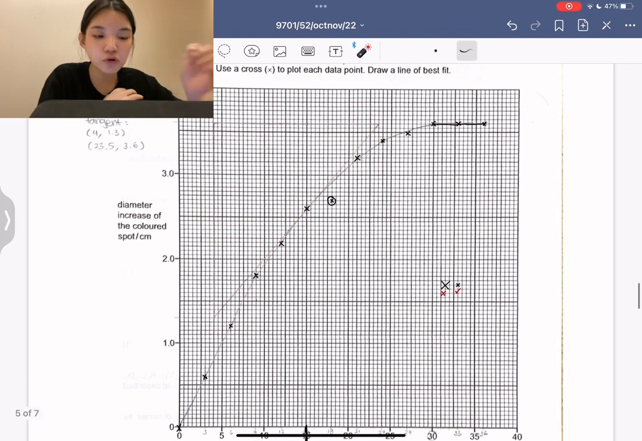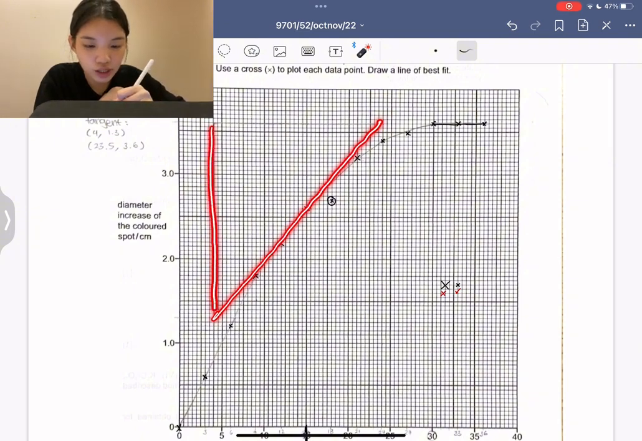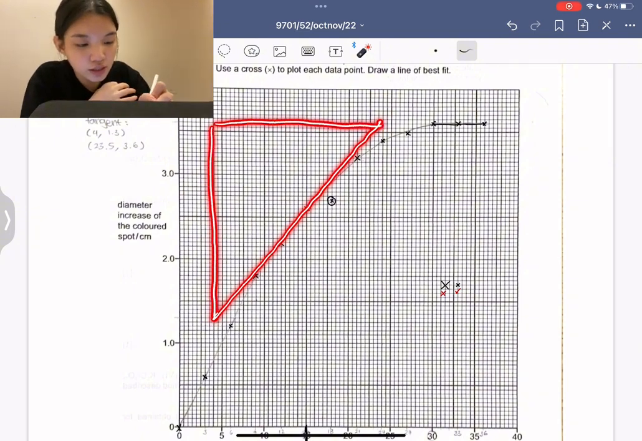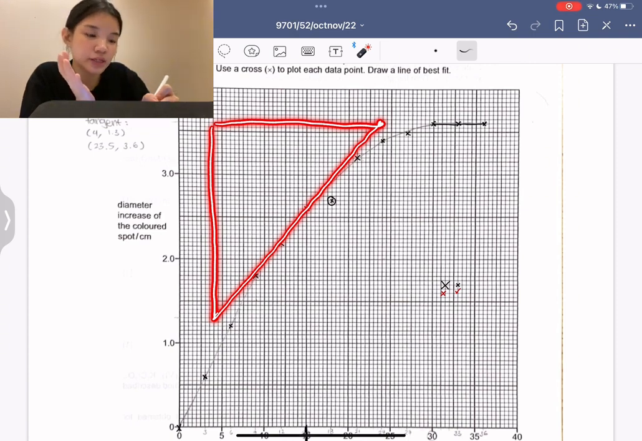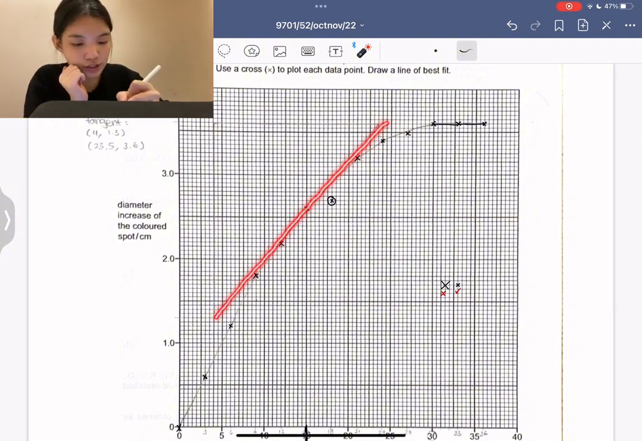Then I not only have to draw the straight line at minute 15, but I also have to draw a triangle, as you can see here. A triangle that is larger than 50% of the curve. I also have to draw a triangle.